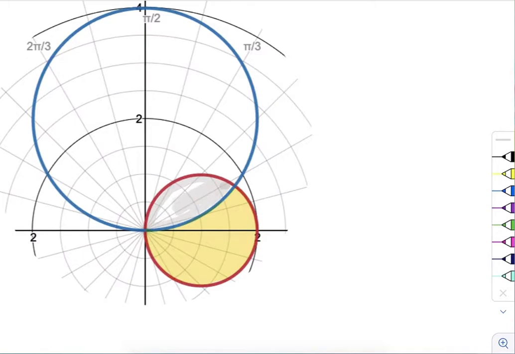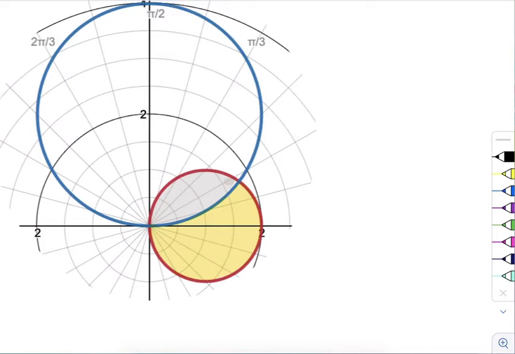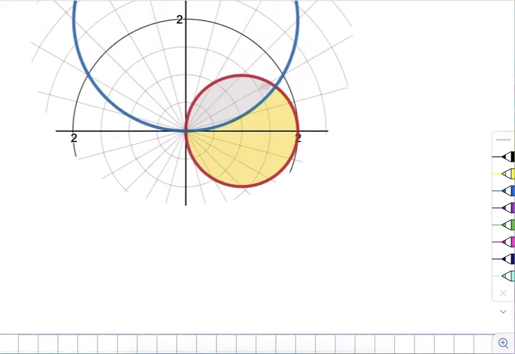So the easiest way to do this problem is probably to figure out the full area of the red circle and then take out the overlap. So let's go ahead and figure out the overlapping area. Since it's just a circle, this is 2 cosine of theta. It's just going to equal pi r squared, and the radius is going to be half of the diameter, where the diameter is 2, so that's 1 squared, so we just get pi.